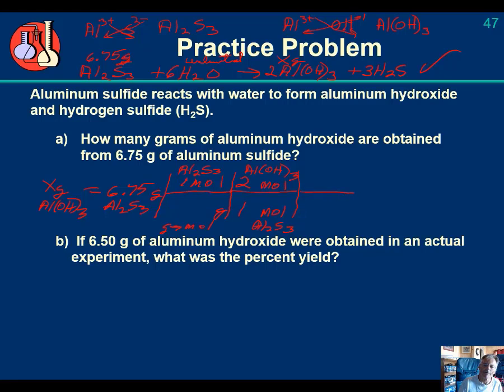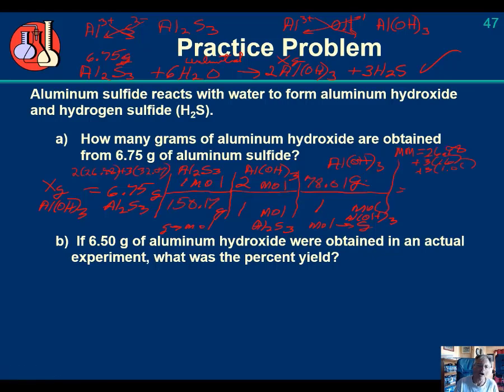And then this will be the last step. This is going to be moles to grams. So this is going to be moles of aluminum hydroxide, Al(OH)3, and this will be grams of Al(OH)3. All right, so anytime we're doing molar masses, this is always 1 mole, the mass of 1 mole. This is going to be the mass of 1 mole.